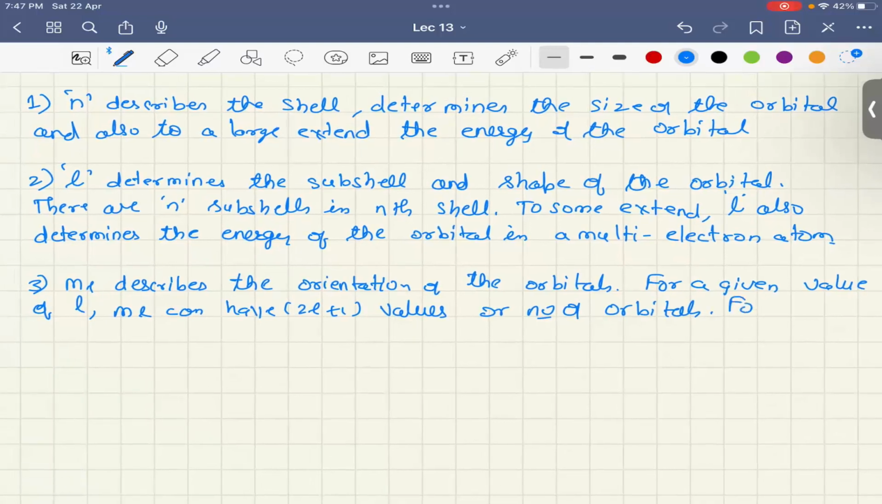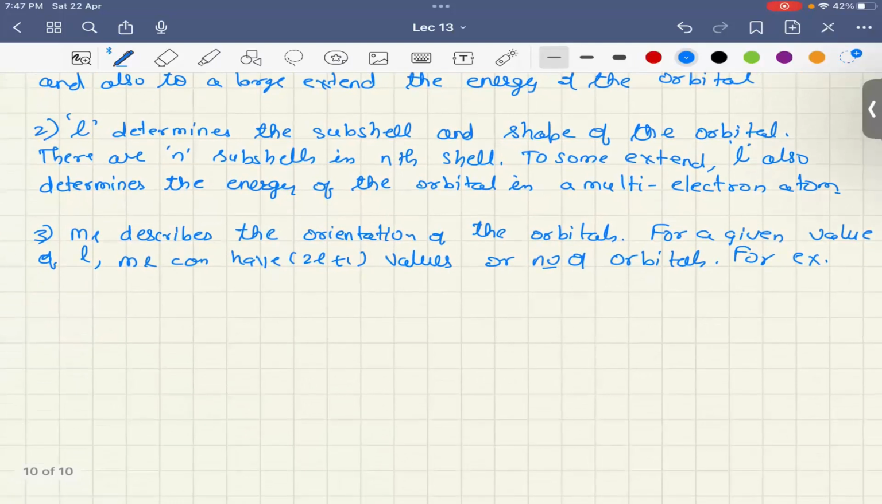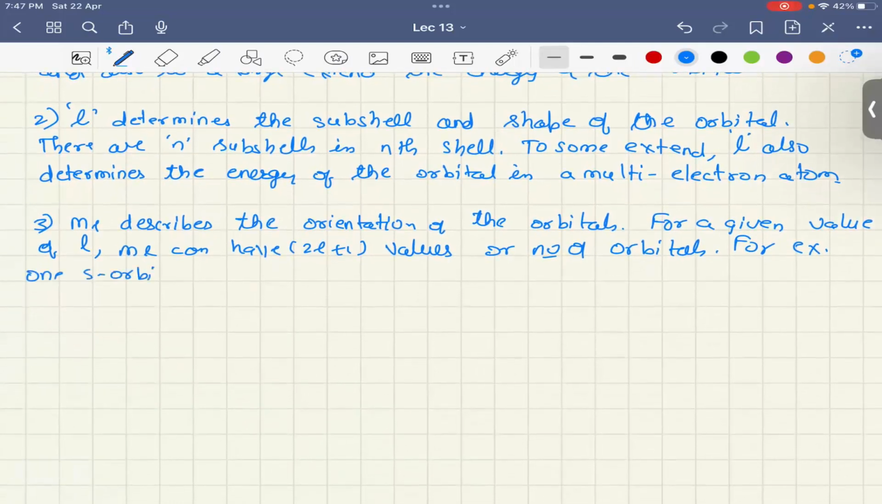For example, 1s orbital is l equal to 0, 3p orbitals for l equal to 1, and so on and so forth.